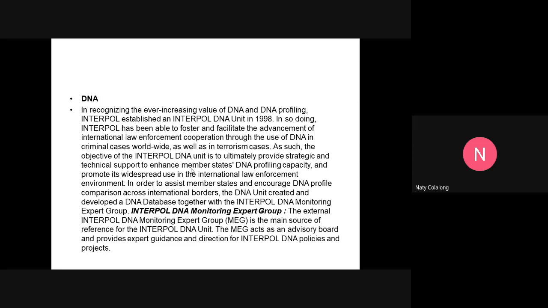In order to assist member states and encourage DNA profile comparison across international borders, the DNA unit created and developed a DNA database together with the Interpol DNA Monitoring Expert Group. The external Interpol DNA Monitoring Expert Group is the main source of reference for the Interpol DNA unit.